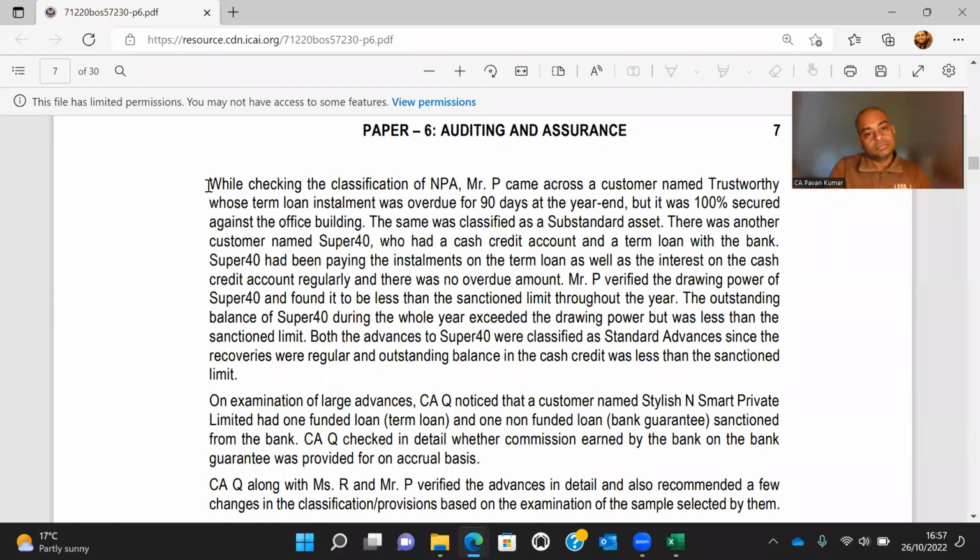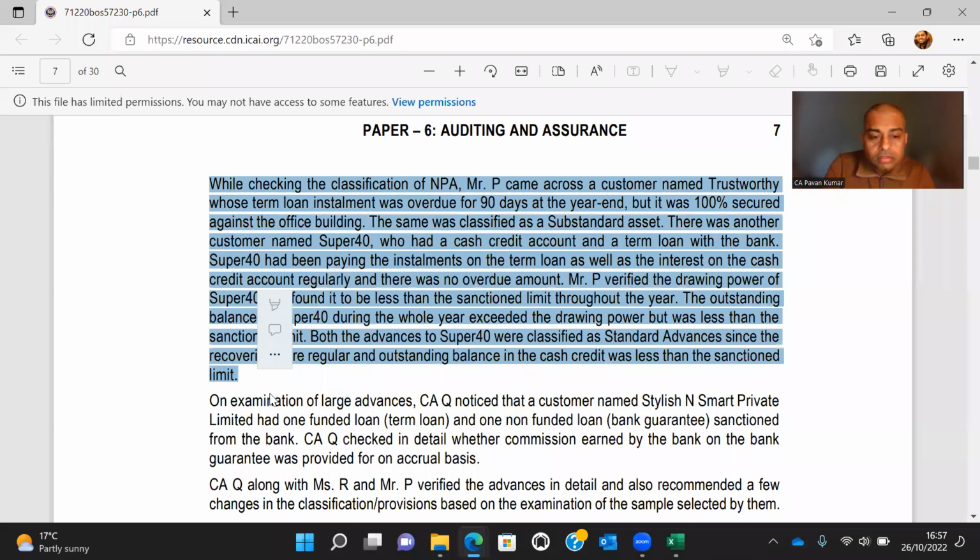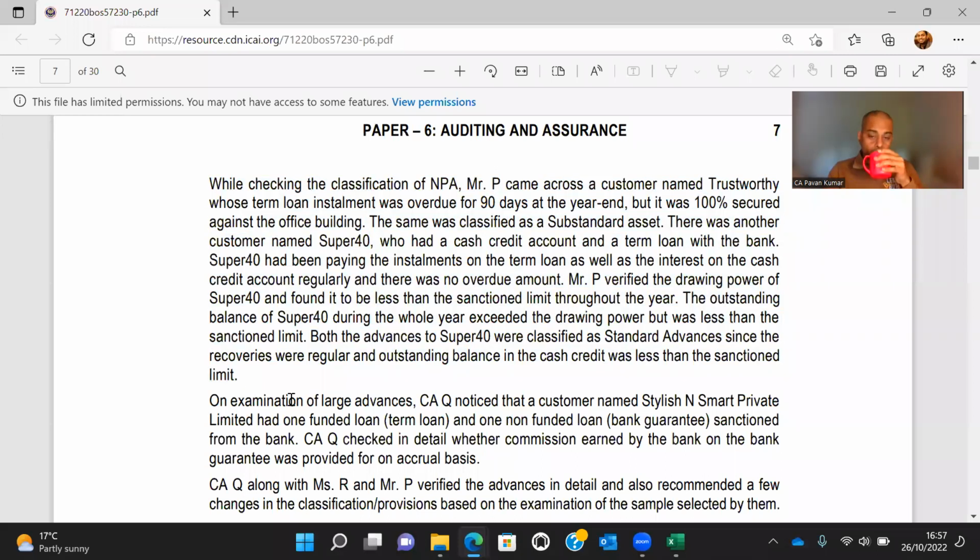So turn over the page. While checking the classification of NPA, Mr. P came across a customer named Trustworthy, whose term loan installment was overdue for 90 days at the year end, but it was 100% secured against the office building. The same was classified as a substandard asset. Wait, this is one case study.